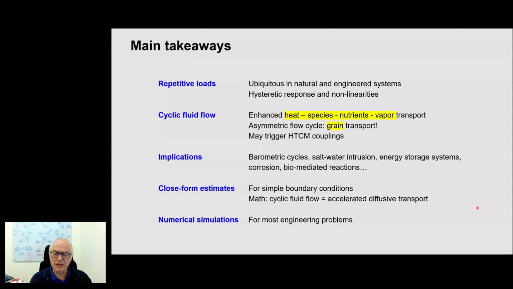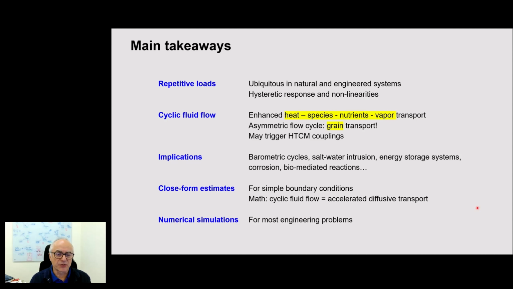And not mentioned today, but now you can relate to the previous presentation, it can trigger hydro-thermo-chemo-mechanical couplings, because as particles migrate, because either we remove particles or we add particles, changing hydraulic conductivity, which will change the response on effective stresses, etc., and chemical changes will do the same. The implications of today's presentation, which are the consequences of cyclic fluid flow, are everywhere, from barometric cycles, saltwater intrusion, energy storage systems which will be compressed and decompressed, corrosion effects, biomediated reactions, etc.